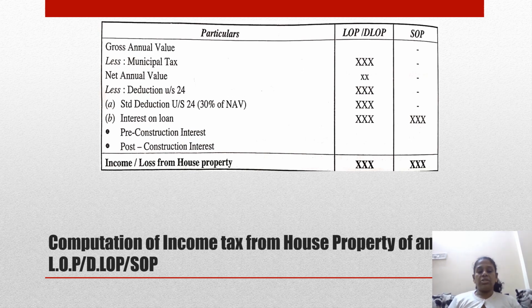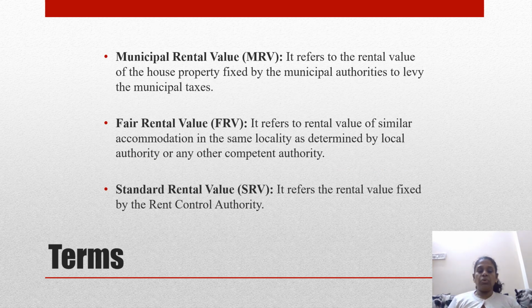From that, under section 24, there are two deductions: 30% of NAV, and interest on loan, where there are pre-construction interest and post-construction interest. From that, you will come to know the income from house property. Now you need to know the terms we used here. In gross annual value, we compared MRV with FRV, and then we compared standard rent, and then we compared with actual rent.